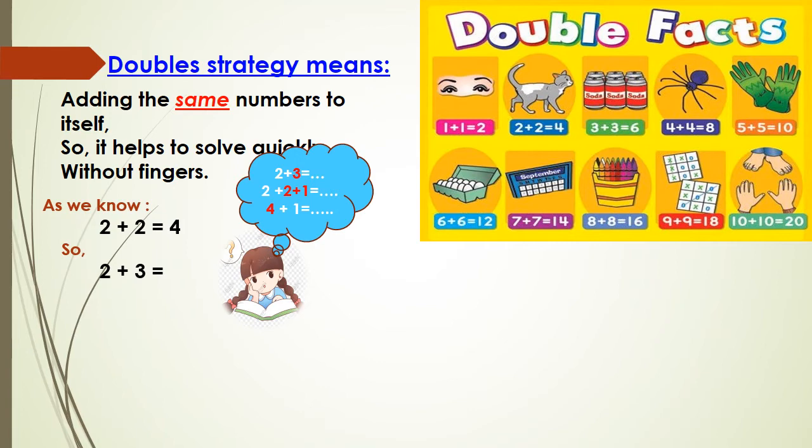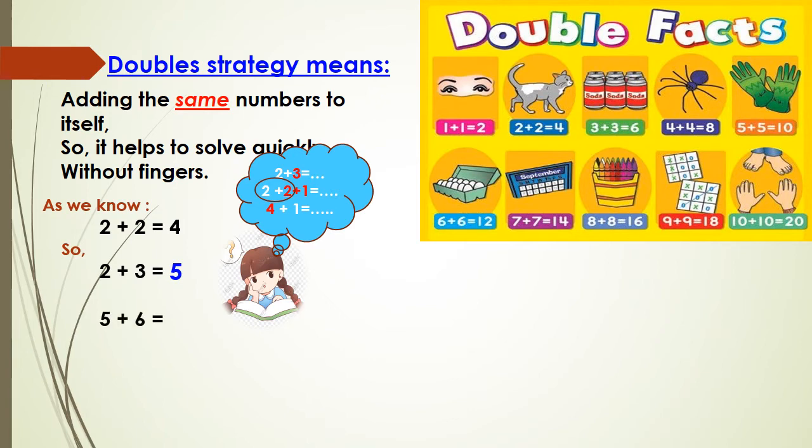So, we have 2 plus 2 plus 1. 2 and 2 are doubles. Yeah, 2 plus 2 equals 4. 4 plus 1 equals 5. So now we managed to solve 2 plus 3 using doubles strategy.